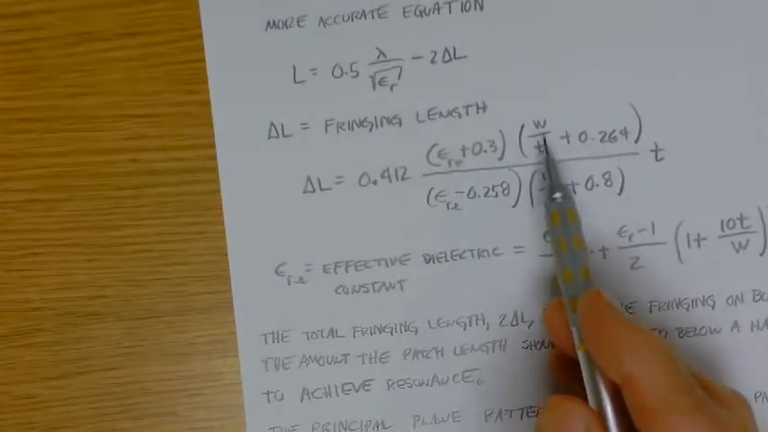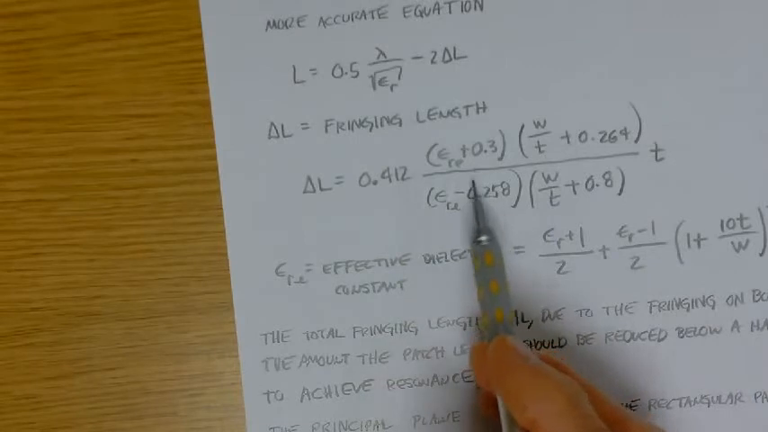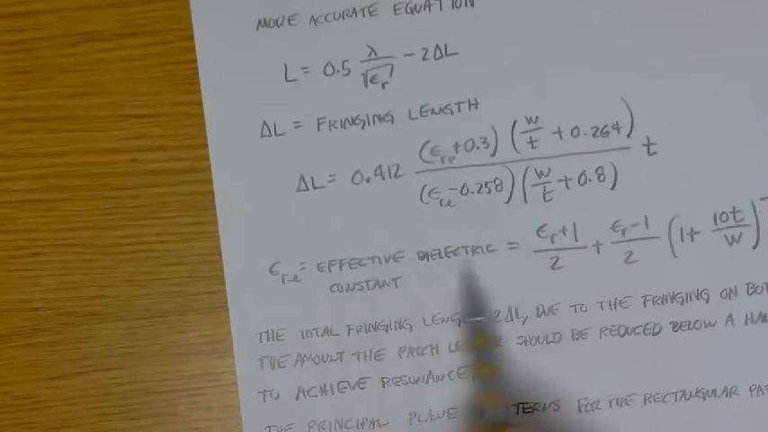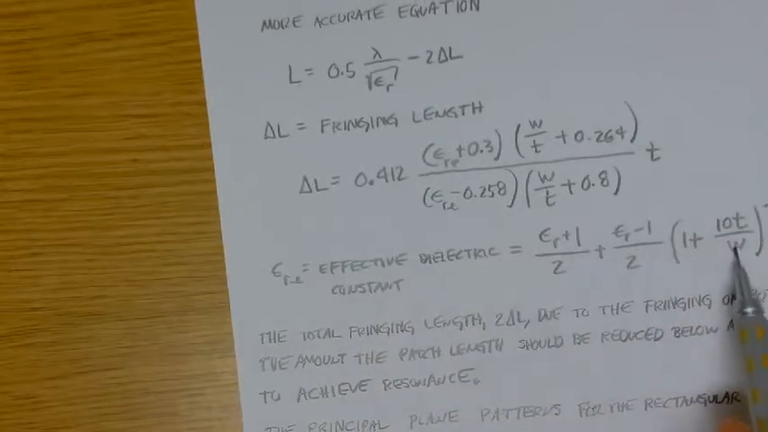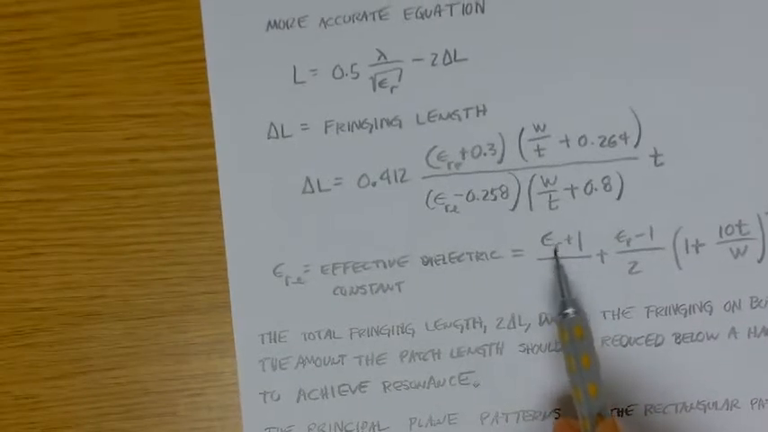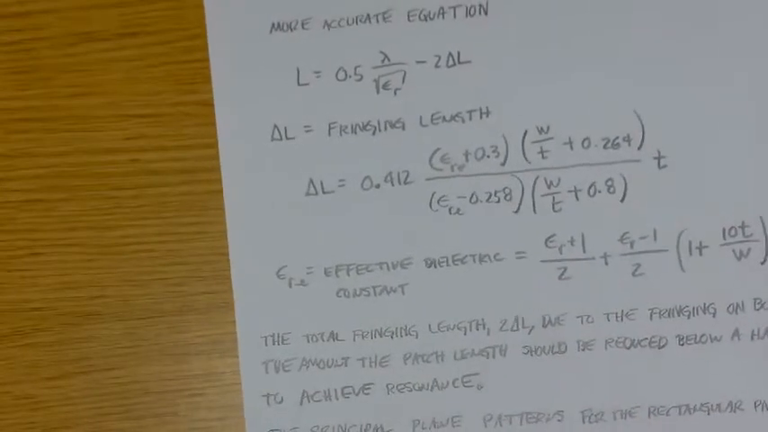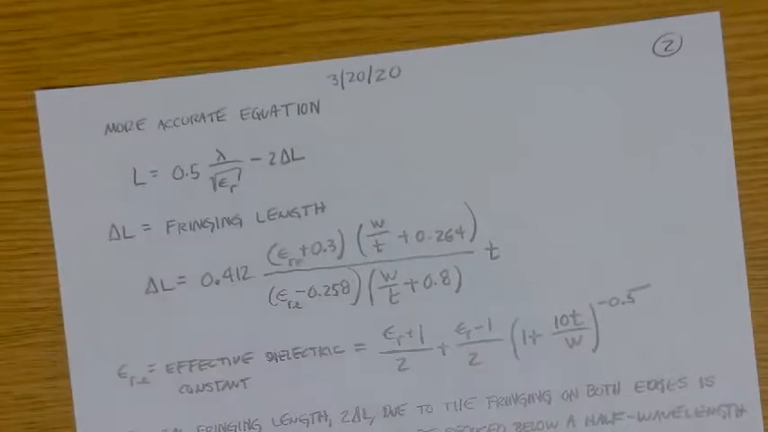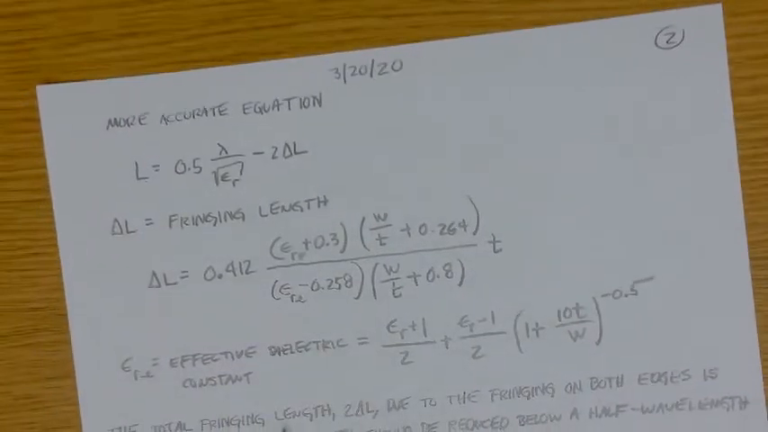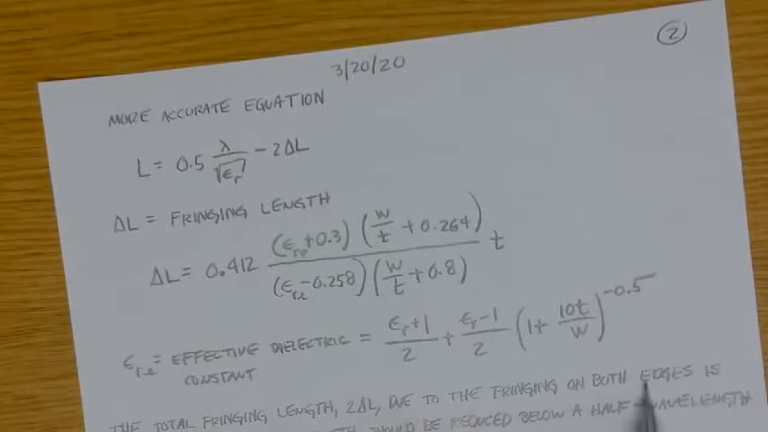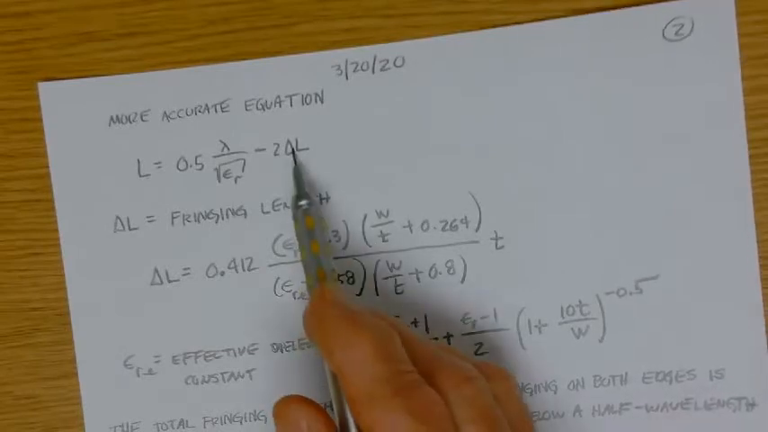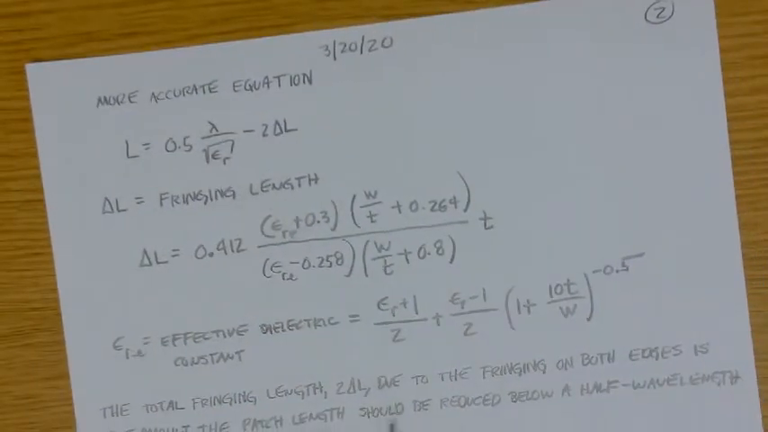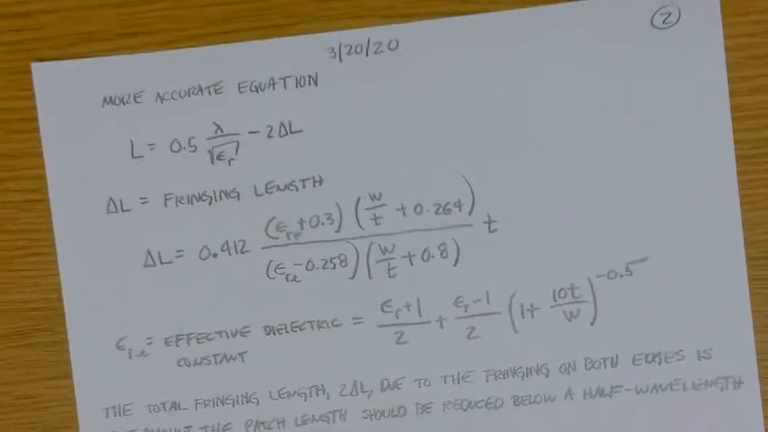And it depends on width and thickness, the width of the patch, as well as this effective dielectric constant, which depends on the thickness and the width and the actual relative dielectric constant of the patch. So, another formula, one that's a good bit more accurate. This is the total fringing length due to fringing of both edges: delta L for one edge, delta L for the other edge, so it's 2 delta L. The patch length should be reduced below a half wavelength to achieve resonance.